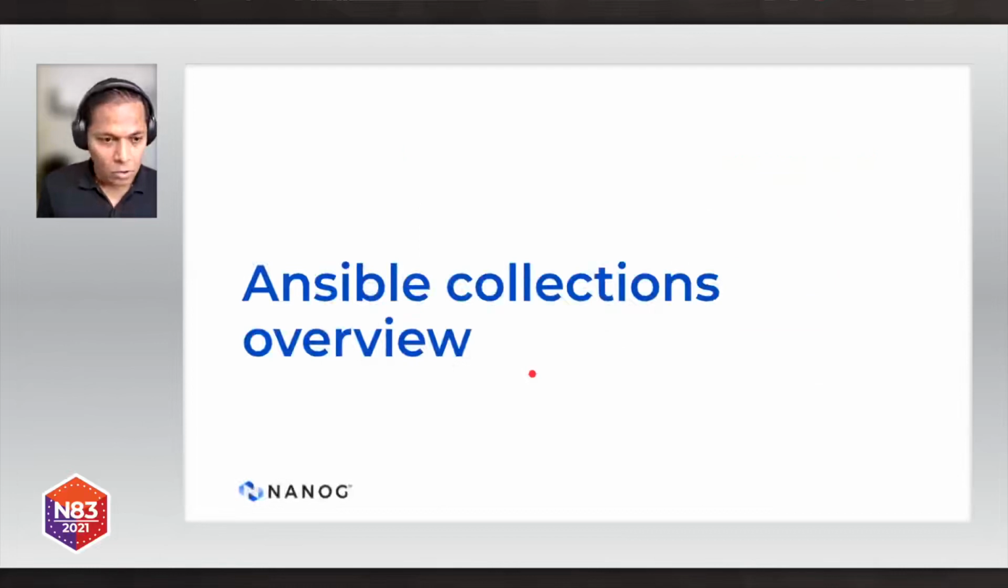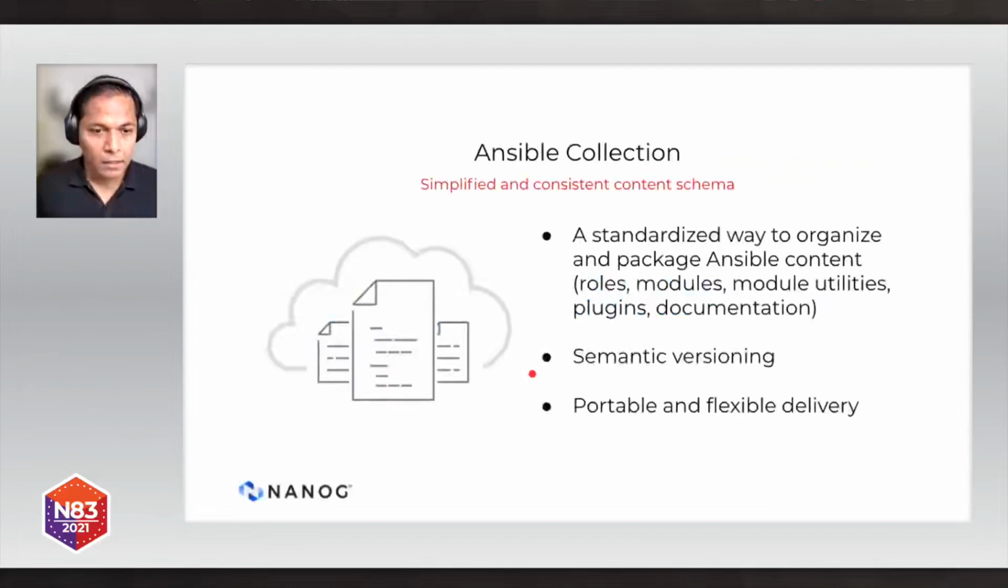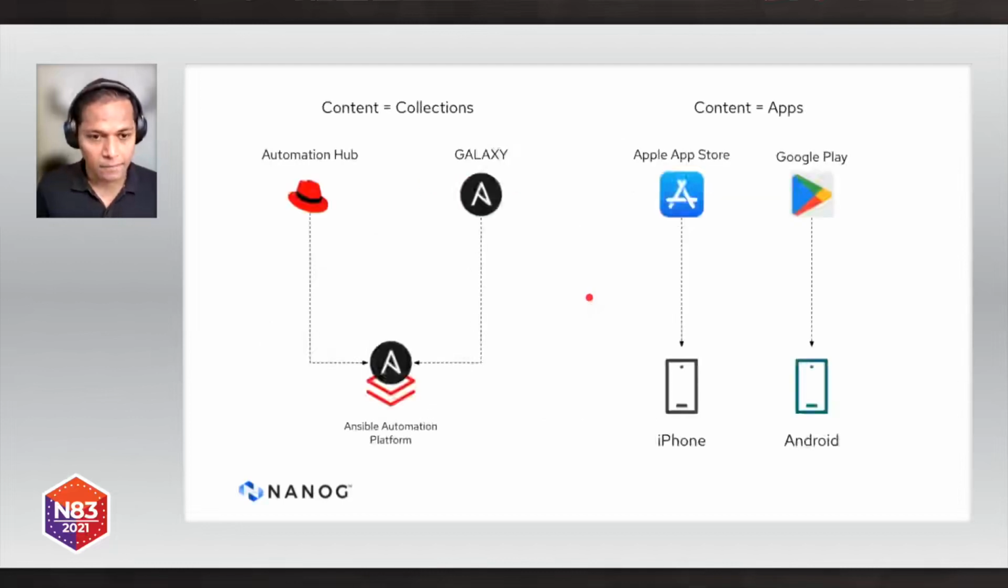So let's talk about Ansible collections. Collections is a standardized way to organize and package Ansible content. Ansible content here can be roles, modules, module utilities, plugins, and documentation. Collection follows semantic versioning, and they are portable and flexible for delivery. So I can combine my collection into a logical entity. Say for one particular vendor, I can have a collection for that vendor. So we'll be talking more about collections and network-specific collections in coming slides.